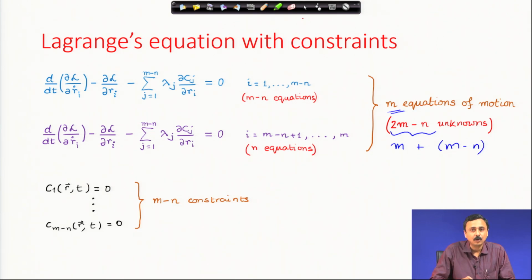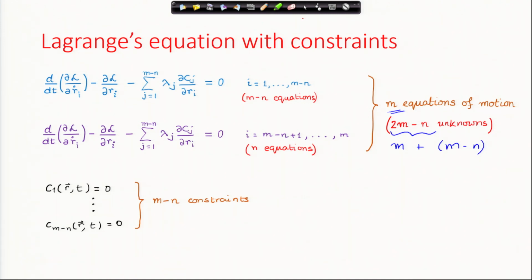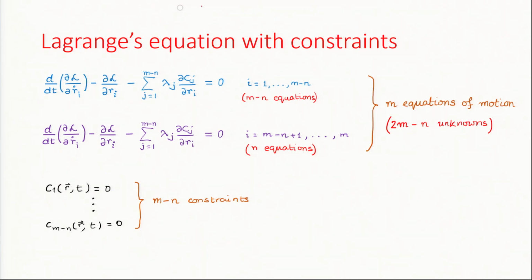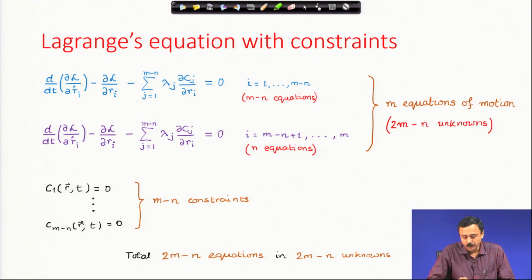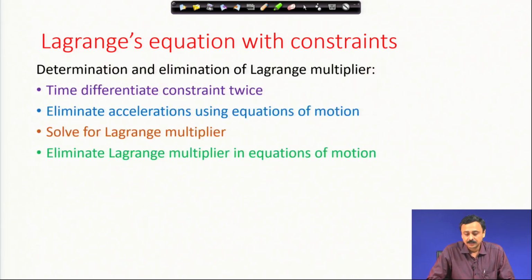So, we have all the required equations to solve the whole thing. We can solve for the physical coordinates as well as the Lagrange multipliers. Therefore, finally, we have 2m minus n equations in 2m minus n unknowns. So, we have a closed system, but these are differential algebraic systems and not very easy to handle.